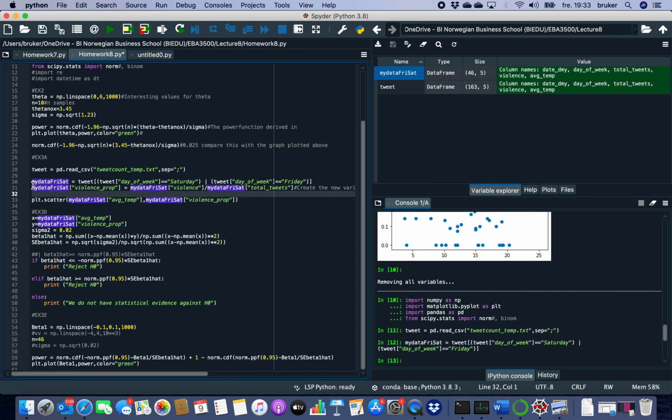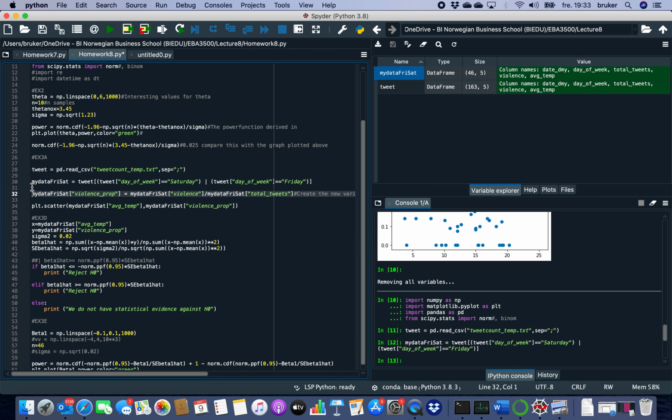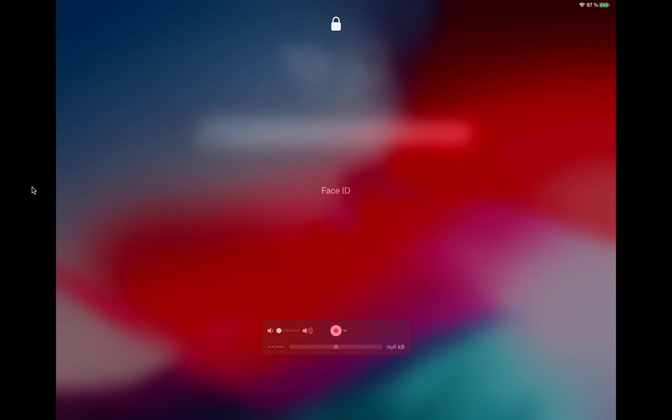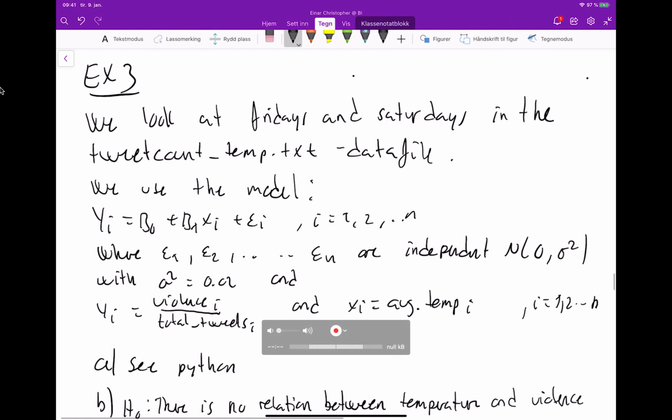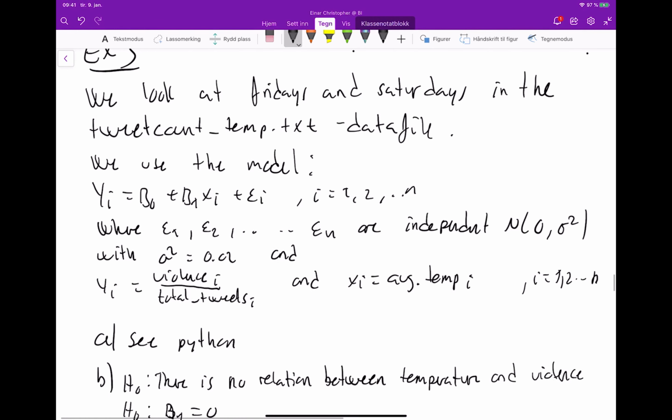And then we can go back to the notebook. And so okay, we look at Fridays and Saturdays in the tweet count temp.txt data file. We have checked, we have done that now. And we use the model y_i equal beta 0 plus beta 1 x_i plus epsilon_i, where these epsilons are independent and normally distributed 0, sigma to the power of 2. And where sigma to the power of 2 is equal to 0.02.